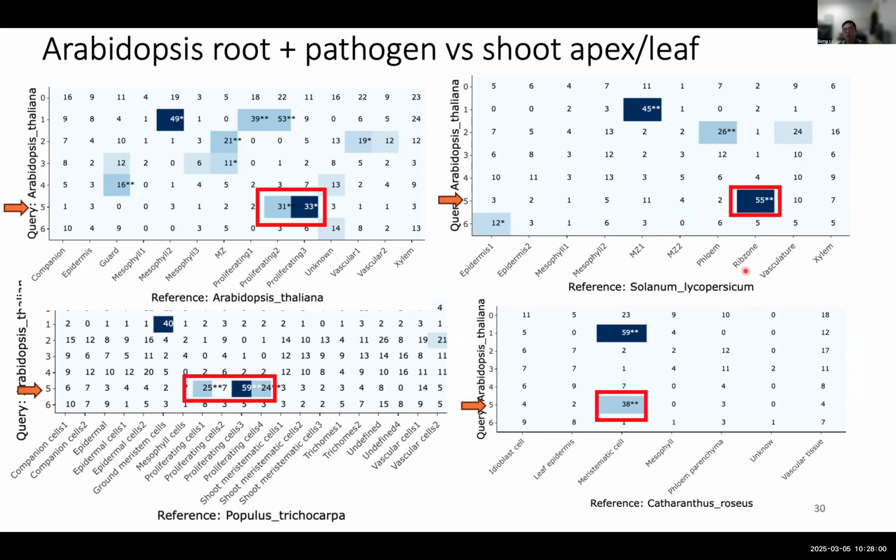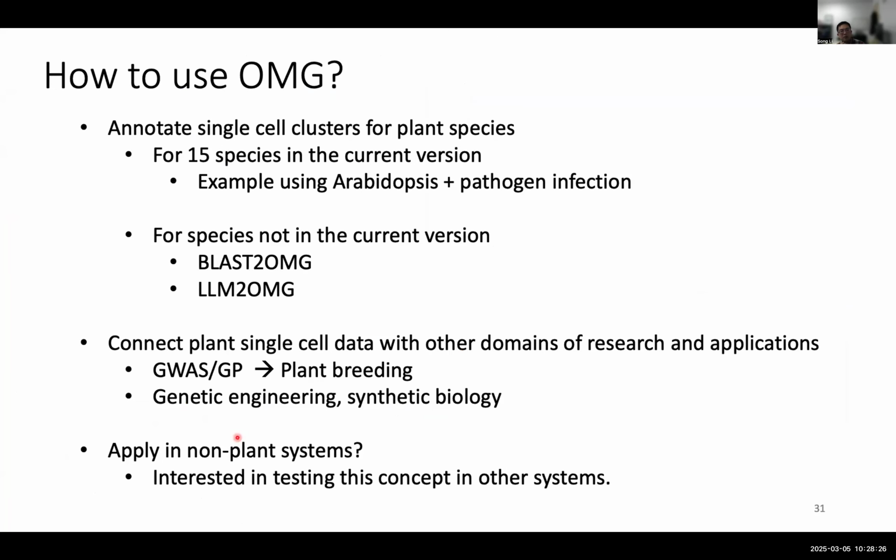And then it also has overlapping markers with ribosome identity with tomato, proliferating cells from populus, and also meristematic cells from this flower species. So that means this cluster 5 is not as similar to any of the root clusters, but they have some meristematic activities going on, which could be the effect of pathogen infection. So to summarize, this is what we are doing using OMG.